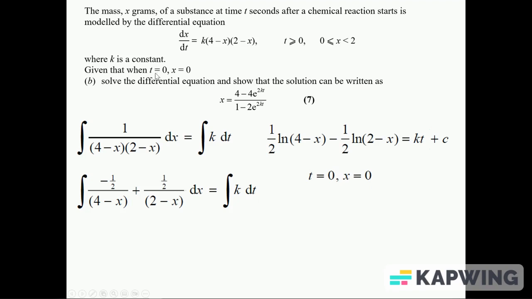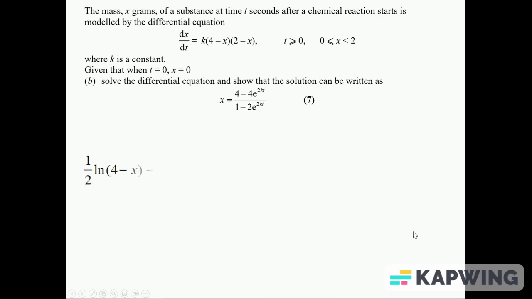If I put my initial conditions in, t is 0, x is 0, I'll have a half ln 4 minus a half ln 2 is 0 plus the c. This really is a half of ln 4 minus ln 2, so it's just a half of ln 2, because I do 4 divided by 2. So this is what I've got for c. So this is the particular solution of the differential equation.